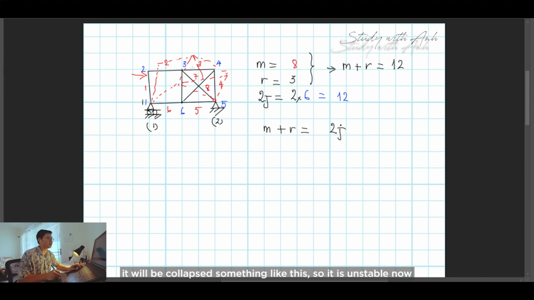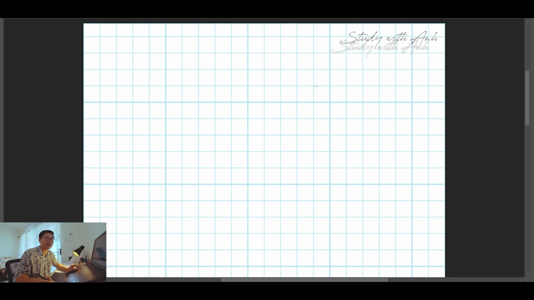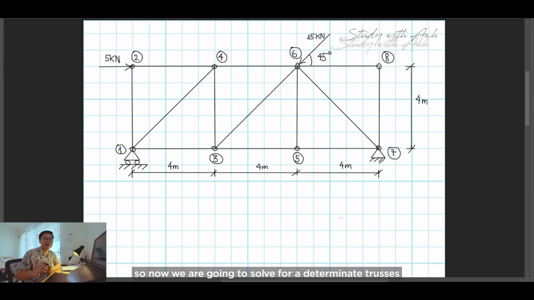It will collapse something like this. So it's unstable now, right? Okay, that's how you determine whether the structure is determinate or indeterminate, stable or unstable. Now we are going to solve for a determinate truss.